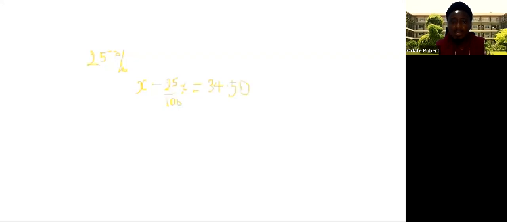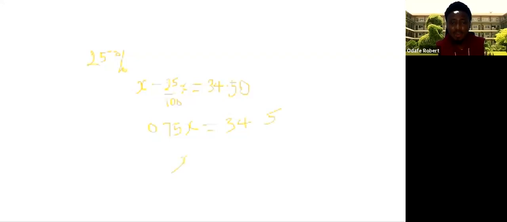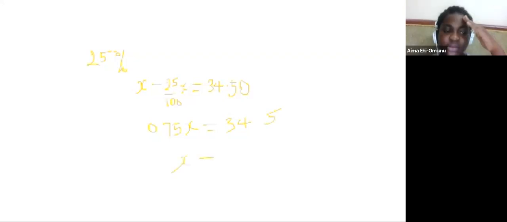Okay. Now, 25 over 100x is the same as 0.25x. When you subtract that from x, you will get 0.75x. This will give me 34.50. Then divide both sides, so x will be 34.50.